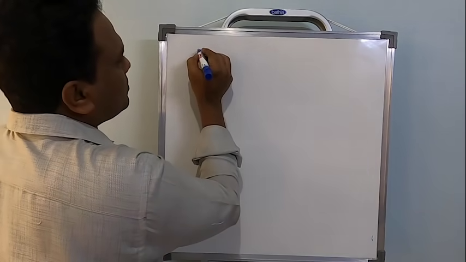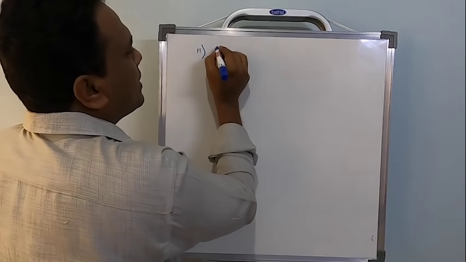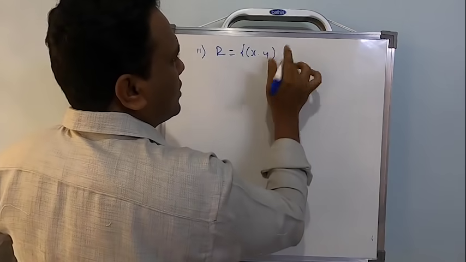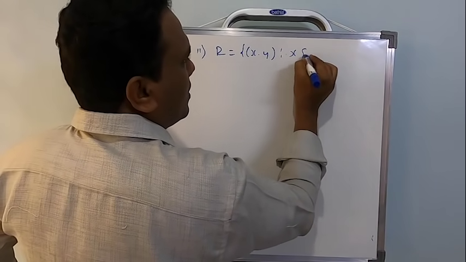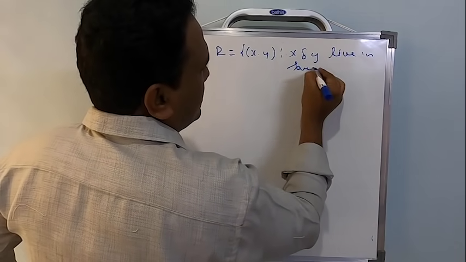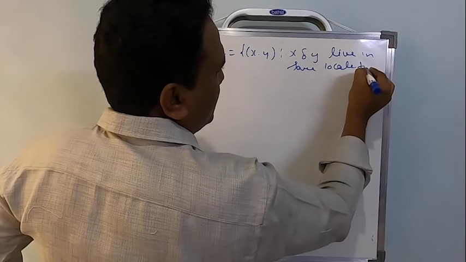The second one says, the relation R will contain ordered pairs (x, y) such that x and y live in the same locality.